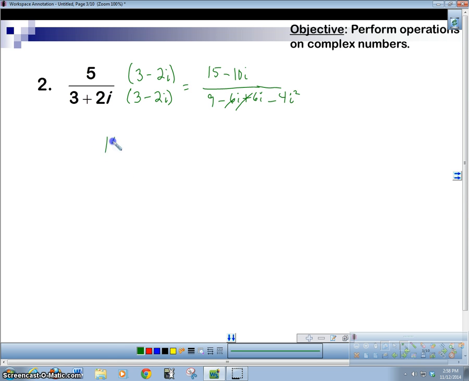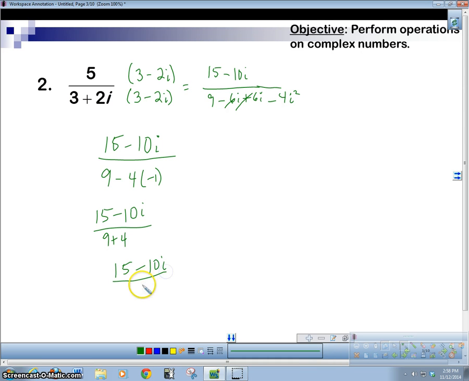All right, so that's going to give us 15 minus 10i over 9. Remember that we get i squared, and i squared is negative 1. So sorry about this, folks, but I've got a fly buzzing around on my head, and it's bugging me, which is what bugs do, right? That's why they're called bugs. 9 plus 4. All right, so I end up with this: 15 minus 10i over 13, okay?